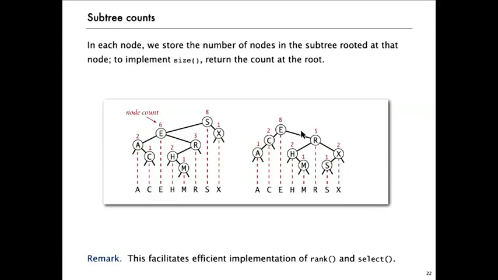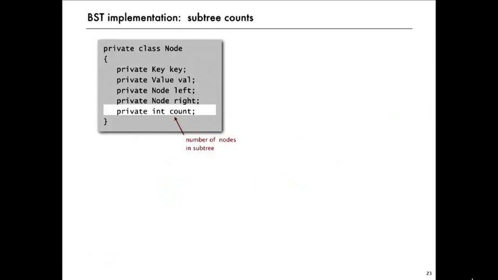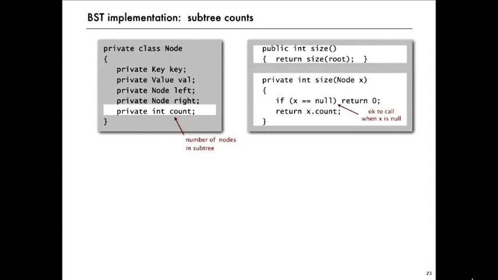Those counts are going to not only enable us to immediately implement the size function, just return the count at the root, but also they'll give us good implementations of rank and select. So let's look at those now. We add a count field to every node. Then to implement the size function, if it's null, we return 0. So a client might call us for a null tree or an empty tree. Otherwise, we return x.count, which is the number of nodes in that subtree by definition.